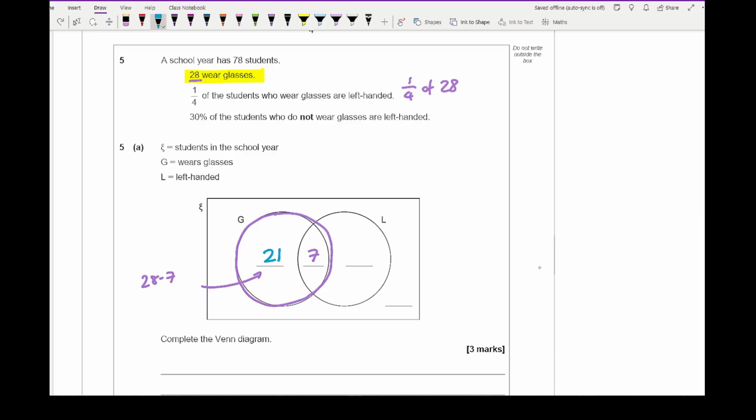Looking at the next set, it says 30% of the students who do not wear glasses are left-handed. If there's 28 that wear glasses, the amount not wearing glasses is 78 minus 28, which is 50. So these two numbers here need to add up to 50. Now 30% of 50: well, 10% is 5, so 30% is going to be 15. So that means this is going to be 15 and this is going to be 35.